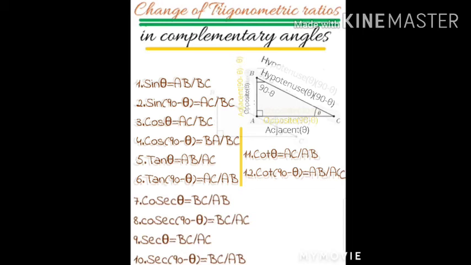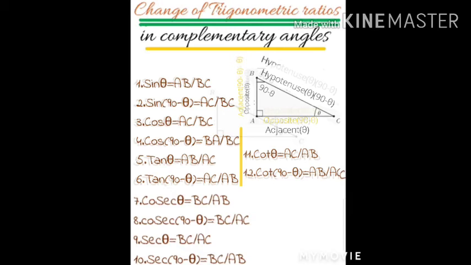So first we are going to calculate the sin theta trigonometric ratio. So first we can take the reference angle as theta. So this is theta. We know that opposite side by hypotenuse gives us sin theta. So with reference to theta, BA is the opposite side and BC is the hypotenuse. So we can say that sin theta is equal to AB by AC.